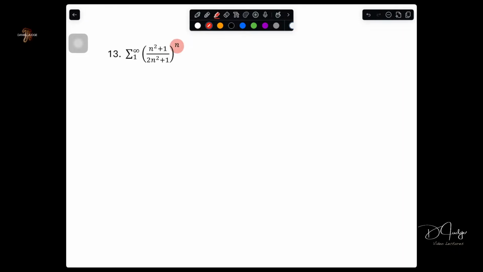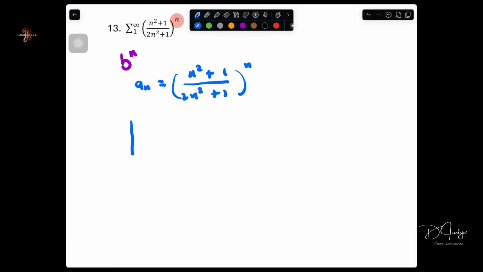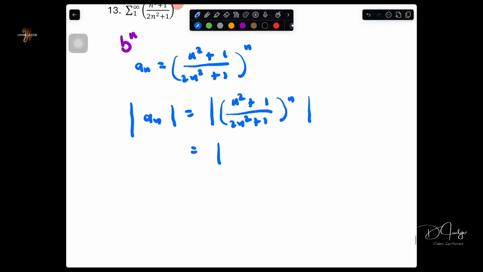All right. So you say, why is that the root test? Because that's strictly of the form b to the n. So an is n squared plus 1 over 2n squared plus 1 raised to the nth power now. So the absolute value of this term, we know by properties of absolute value.